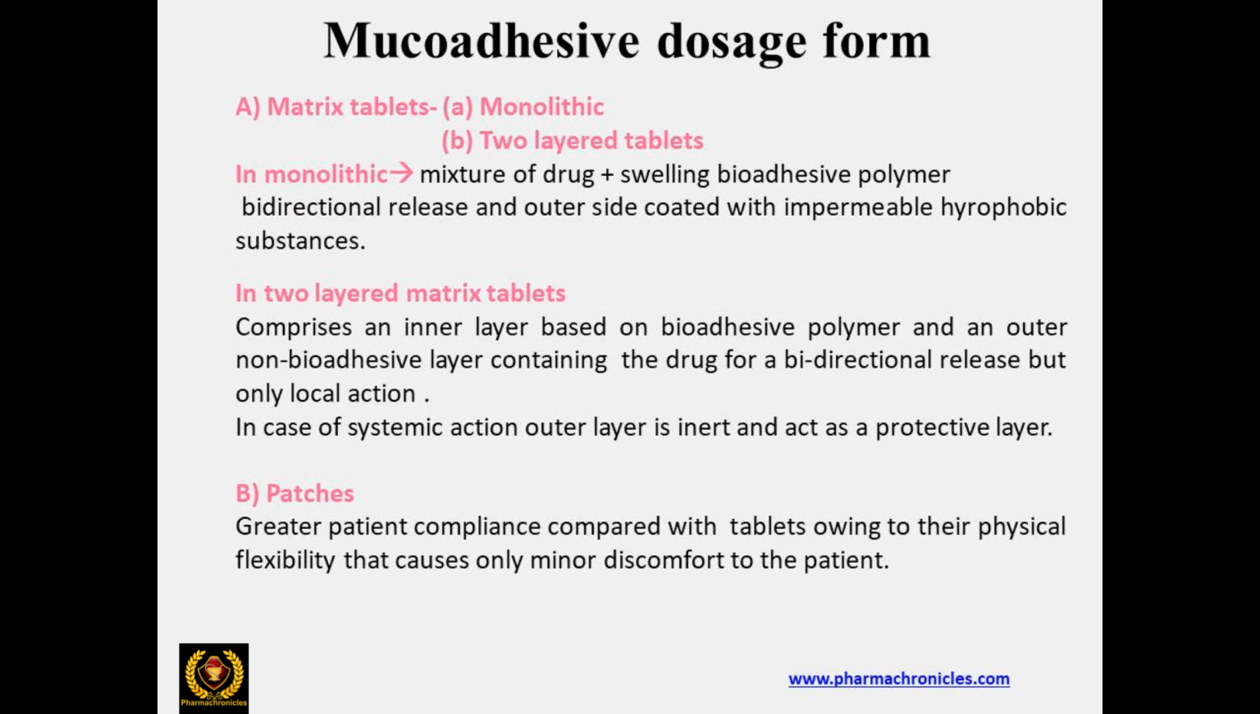B. Two-layered tablets. Monolithic tablets are a mixture of drug and swelling bioadhesive polymer, with bidirectional release and the outer side coated with impermeable hydrophobic substances. Two-layered matrix tablets comprise an inner layer based on bioadhesive polymer and an outer non-bioadhesive layer containing the drug, for a bidirectional release but only local action. In case of systemic action, the outer layer is inert and acts as a protective layer.